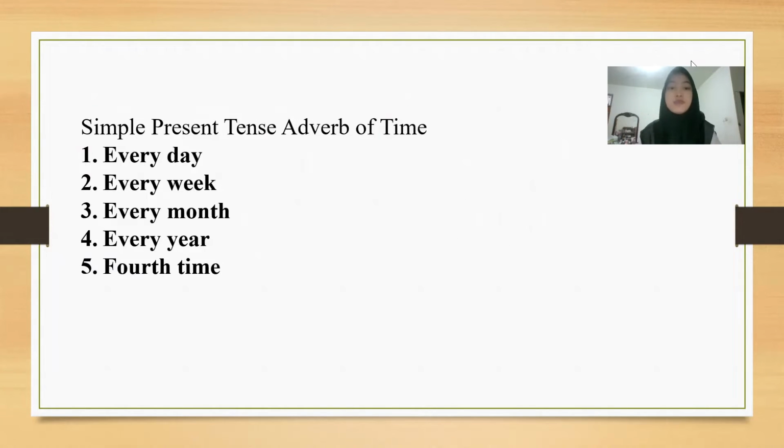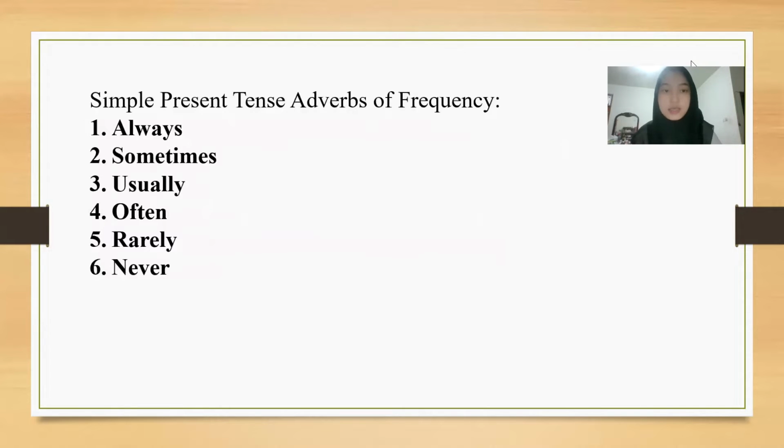The next is simple present tense adverb of time. For simple present tense adverb of time, we use every day, every week, every month, every year, and for time. The next is simple present tense adverb of frequency. For example, we use always, sometimes, usually, often, rarely, and never.